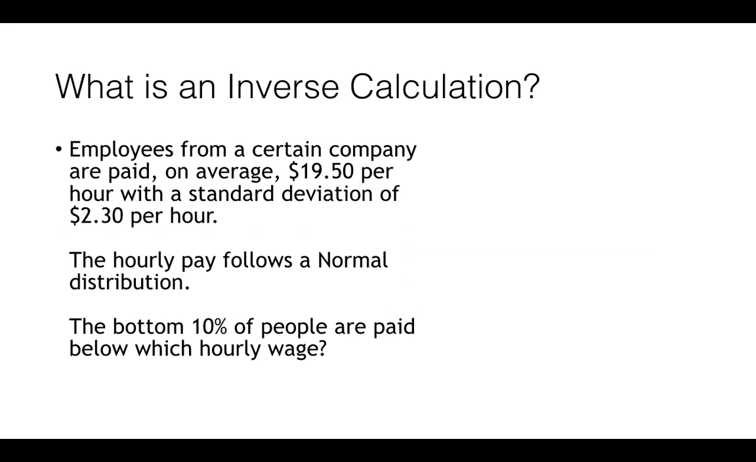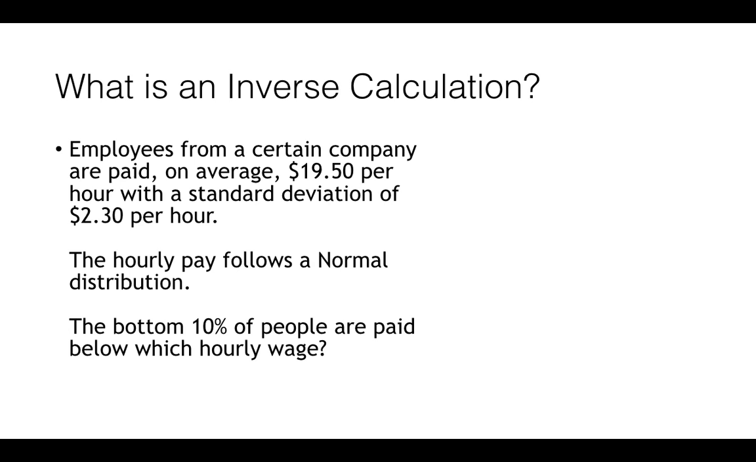So here's an example. Employees from a certain company are paid, on average, $19.50 per hour, with a standard deviation of $2.30 per hour. The hourly pay follows a normal distribution. The bottom 10% of people are paid below which hourly wage? So we're trying to work out what wage the bottom 10% of people are falling below. So how do we do that?